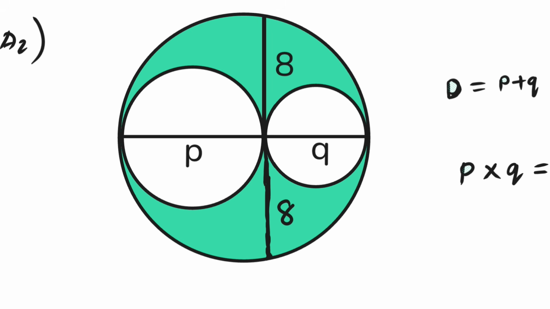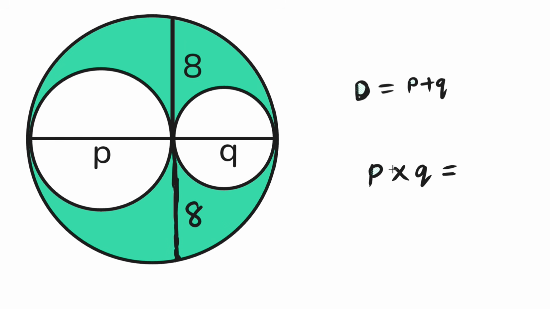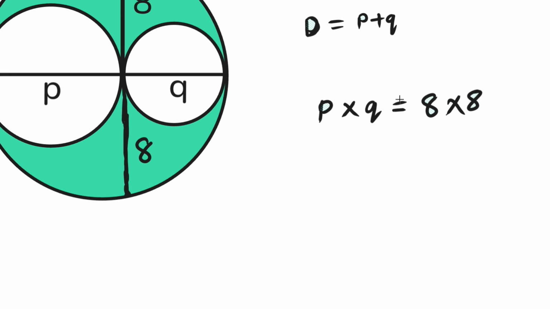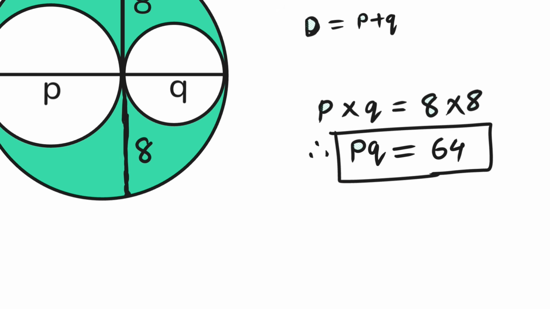This gives us everything we need for the intersecting chords theorem. The product of the two horizontal segments equals the product of the two vertical segments. So p multiplied by q equals 8 multiplied by 8. Now calculate that product. 8 multiplied by 8 equals 64. Therefore, PQ equals 64. This is exactly the value we were looking for.